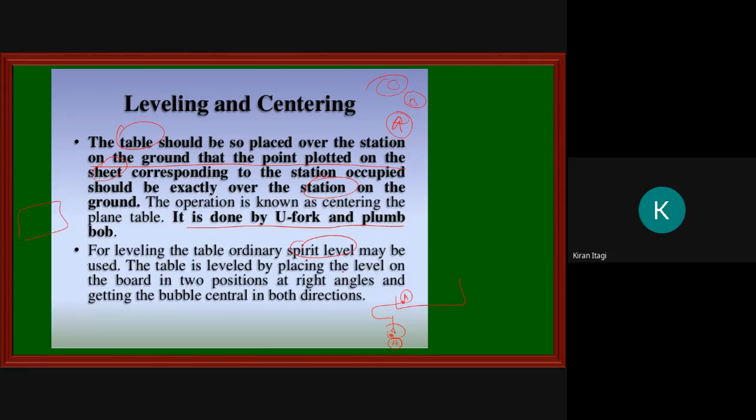The plane table is leveled by placing the level on the board in two positions at right angles and the bubble gets centered in both the directions.